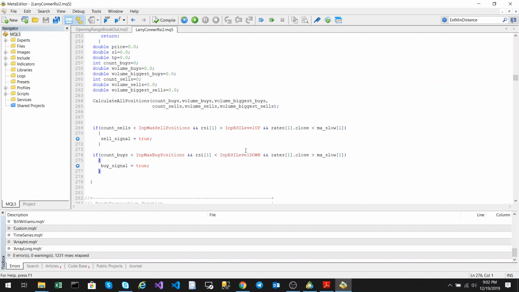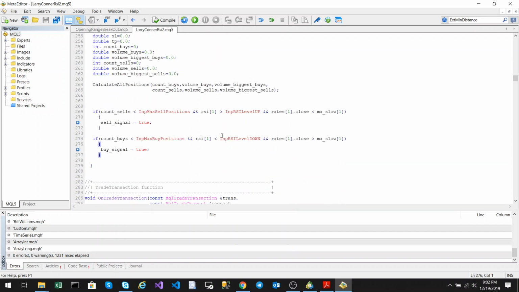The strategy looks at the RSI, and if the RSI is greater than the RSI level up, in this case I've set to 90, and the close of the previous candle is below the slow moving average, a sell signal is entered into. If the RSI is less than the RSI level down, in this case it's 10, and the close of the previous candle is above the slow moving average, then a buy trade is entered into.